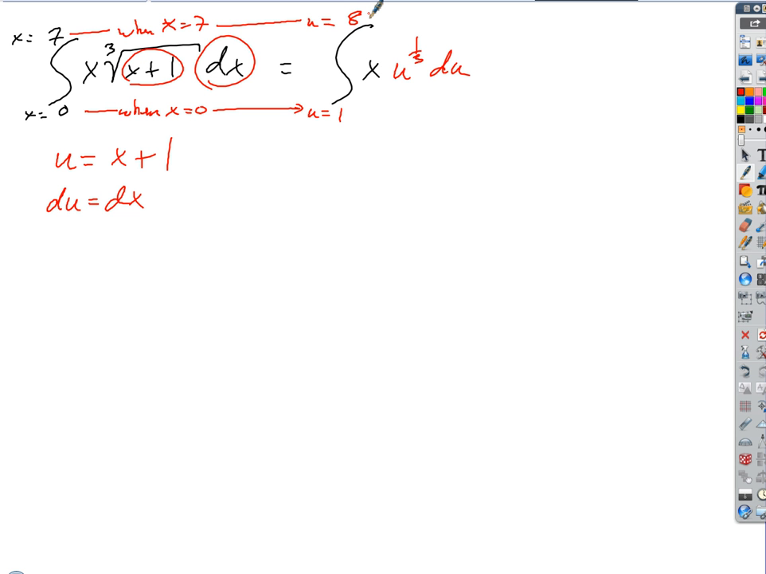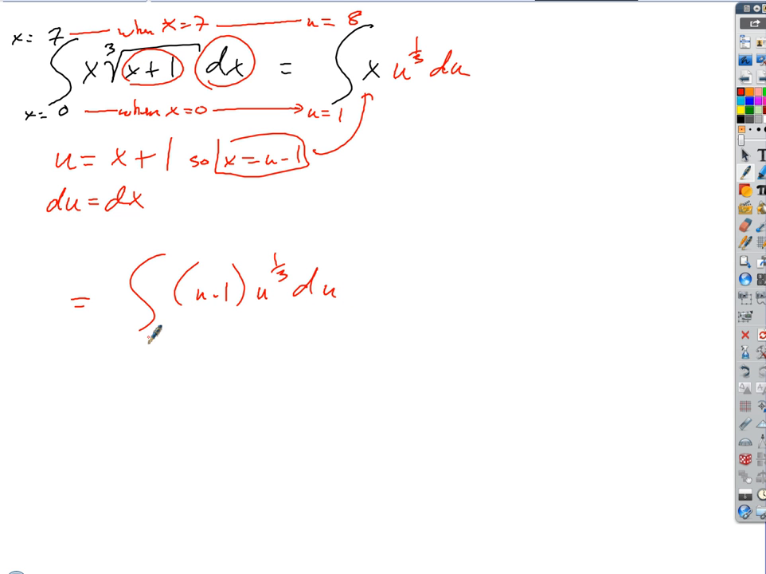But there's something else going on here. It's an incomplete substitution, and I must complete it. So what is x in terms of u? We end up getting the integral of the quantity u minus 1 times u to the 1/3 du as u goes from 1 to 8.